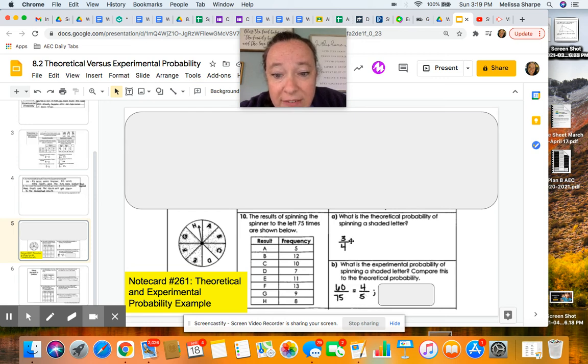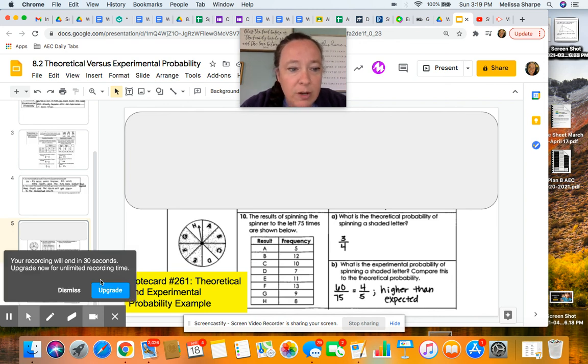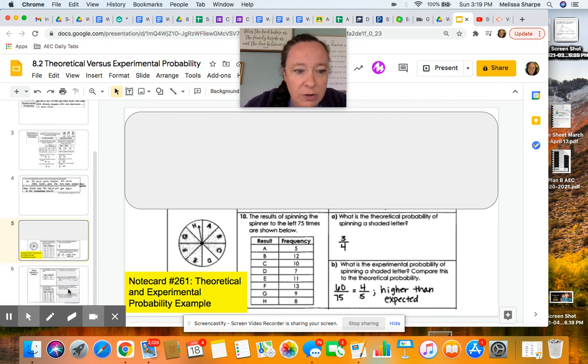Now remember, this was 0.75. 4/5 is 0.8. So let's compare. This is higher than expected. We would in theory expect it to be 75% of the time, but it actually was 80% of the time. So that happens too. It can be lower than expected or higher than expected, but to get it closer, you have more trials. We would have more spins here. So go ahead and pause me and finish up note card 261.